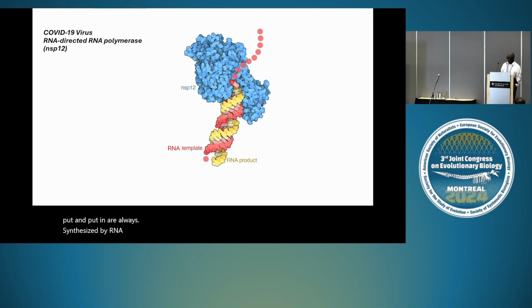And here we have the COVID virus RNA in red, to make an offspring in yellow. We need the non-structural protein 12, NSP12, to catalyze that transformation from RNA genome, from a COVID parent to a COVID offspring.